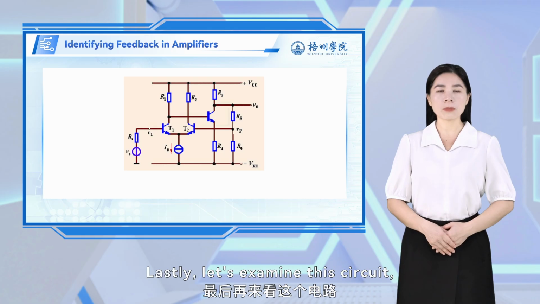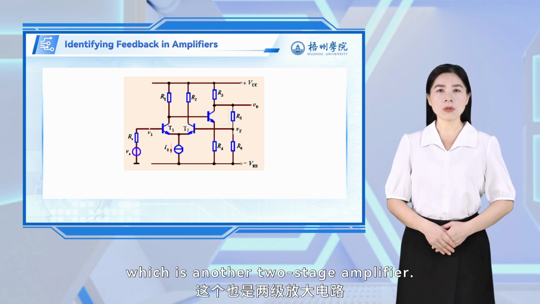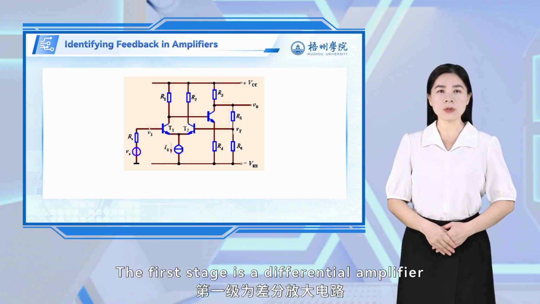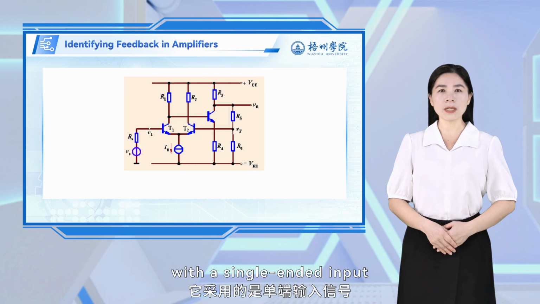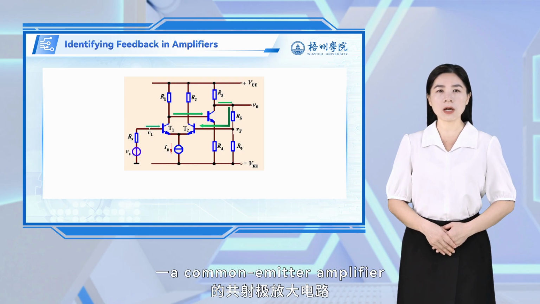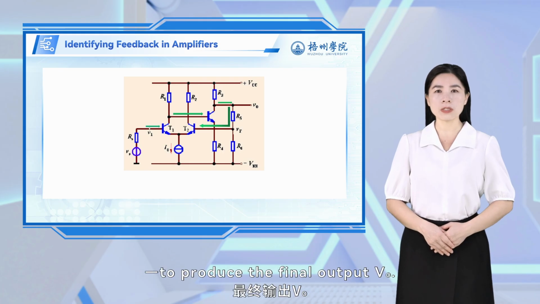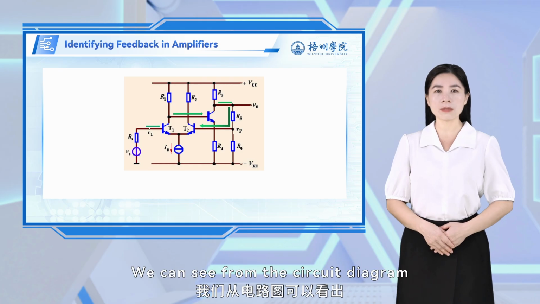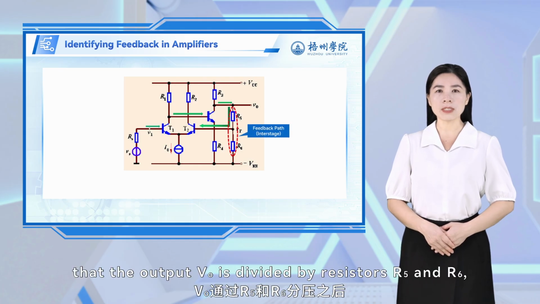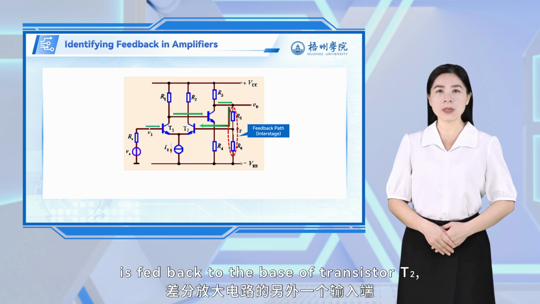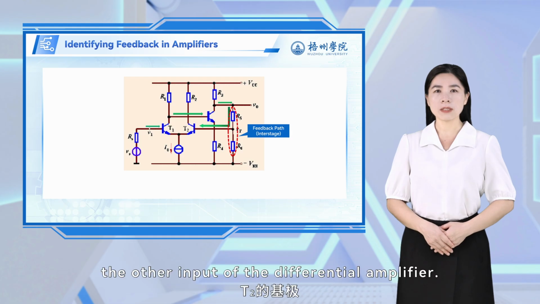Lastly, let's examine this circuit, which is another two-stage amplifier. The first stage is a differential amplifier with a single-ended input and a single-ended output, which then feeds into the second stage, a common emitter amplifier, to produce the final output VO. We can see from the circuit diagram that the output VO is divided by resistors R5 and R6, and the resulting voltage is fed back to the base of transistor T2, the other input of the differential amplifier.